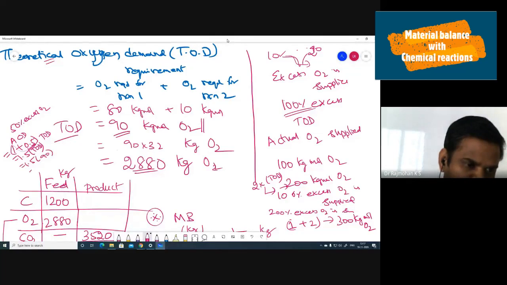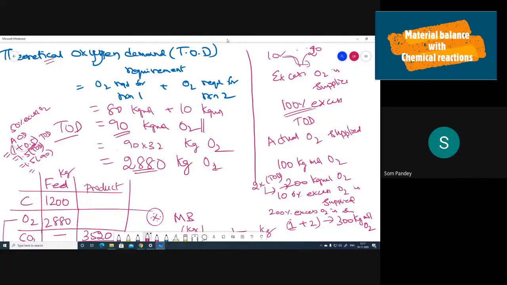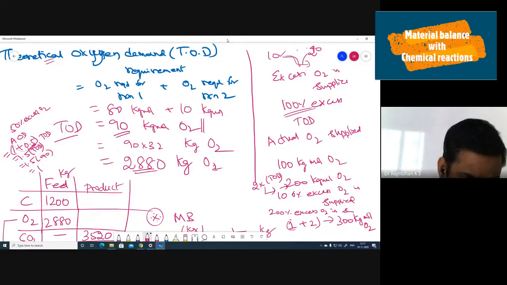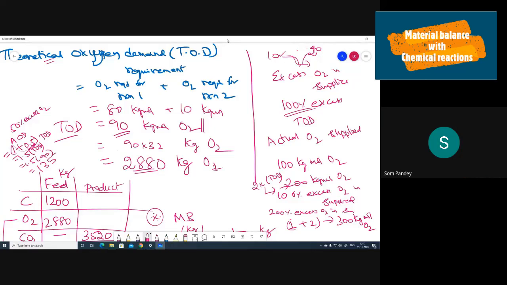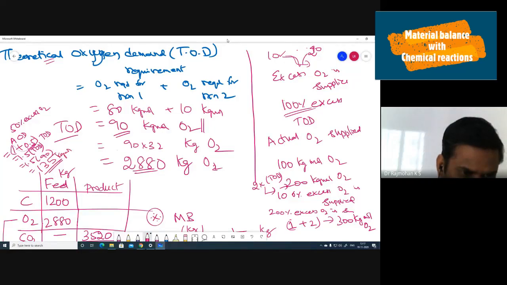That is 1.5 into 90. What is that? Half of it, 90, 45. So 90 plus 45 is 135, the value. How much? 135 kg mole of oxygen is supplied to the system.